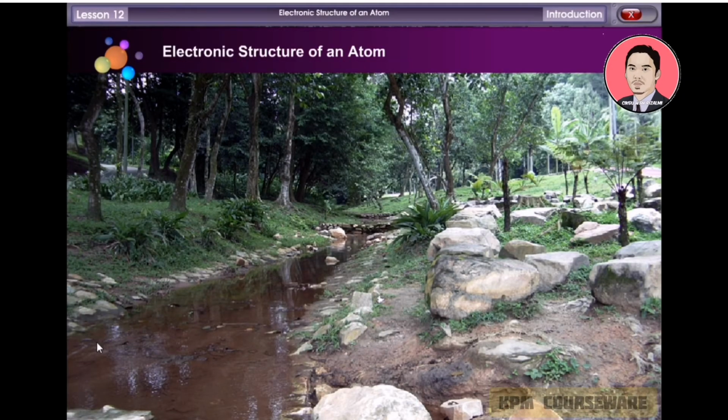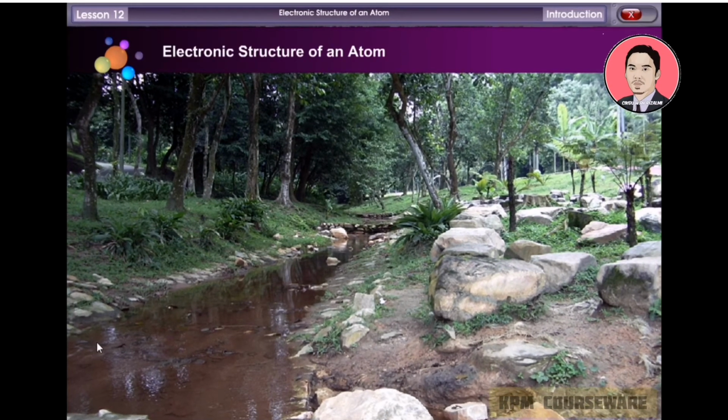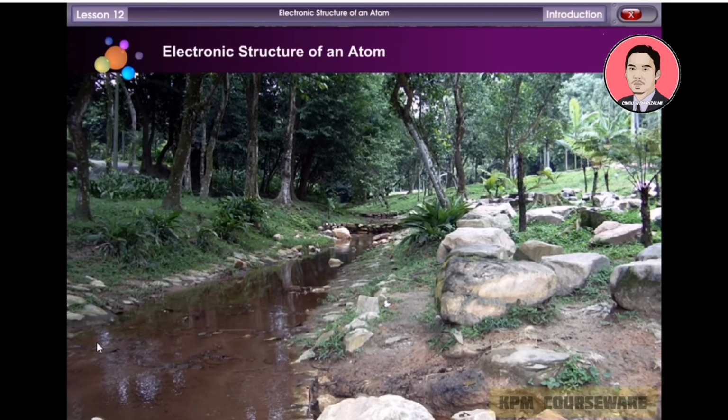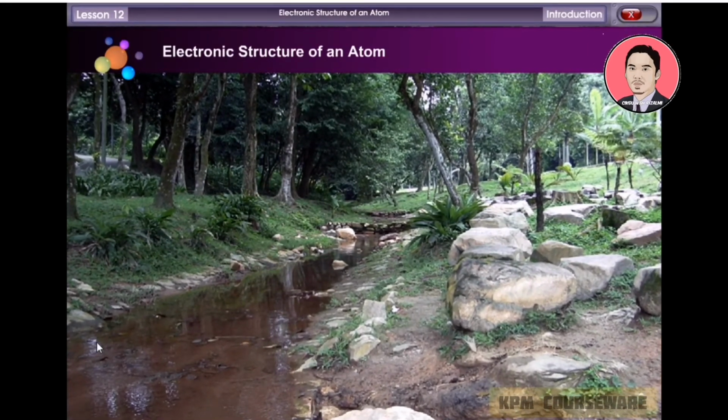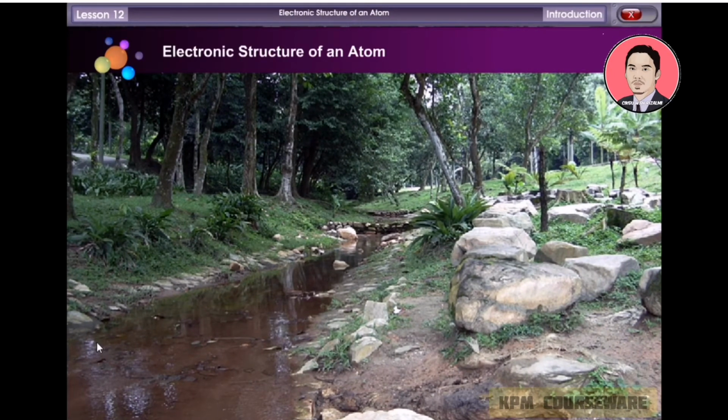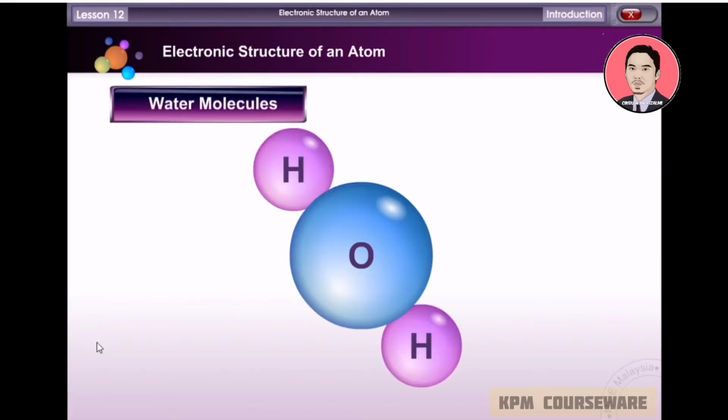Electronic structure of an atom. We live in a world made up of different compounds. The oxygen that we breathe, the water that we drink, and the rock that we step on. These are all compounds. All of these are made up of basic particles called atoms. Water, for example. Water molecules are made up of 2 hydrogen atoms and 1 oxygen atom.